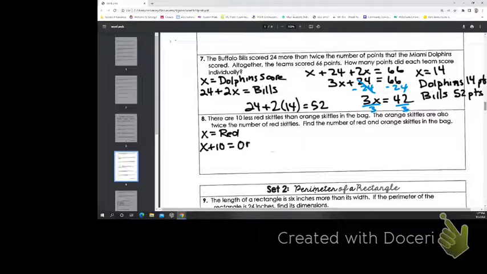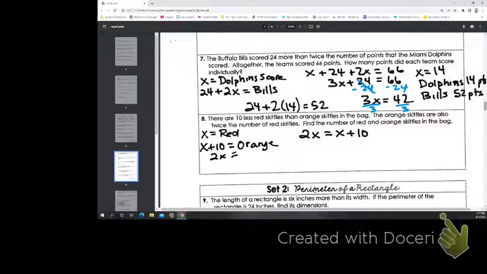Or I could say 2x. Now, we don't know the total number. They don't give us a total number. So what they're telling us then, we need that other information too. The orange are also twice the number of red. So I could say 2x, because that's another way to write orange, right? Both of these equal orange. So 2x is equal to x plus 10.